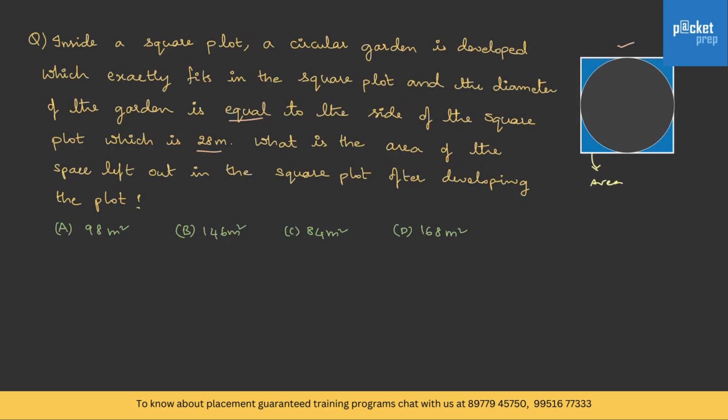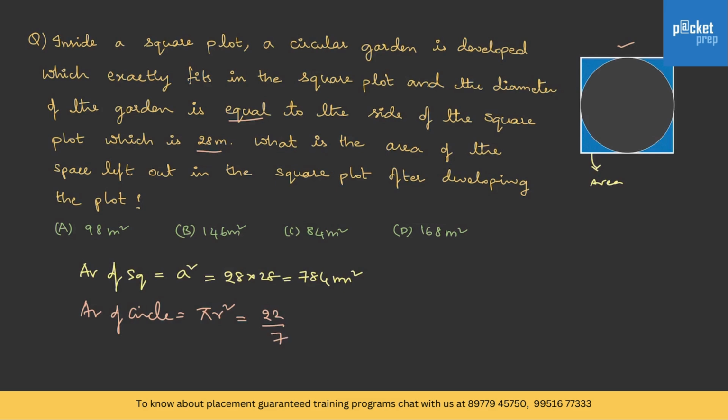For this we will find the area of the square, then we will find the area of the circle, then we will subtract. So let's do the square. Area of a square is a square, that is 28 into 28, which is 784 meter square. Then area of circle, that is pi r square, that is 22 by 7 into the radius. Now if the side length is 28, then obviously the radius, which is half, is 14, squared. So when you calculate, this is 616 meter square.